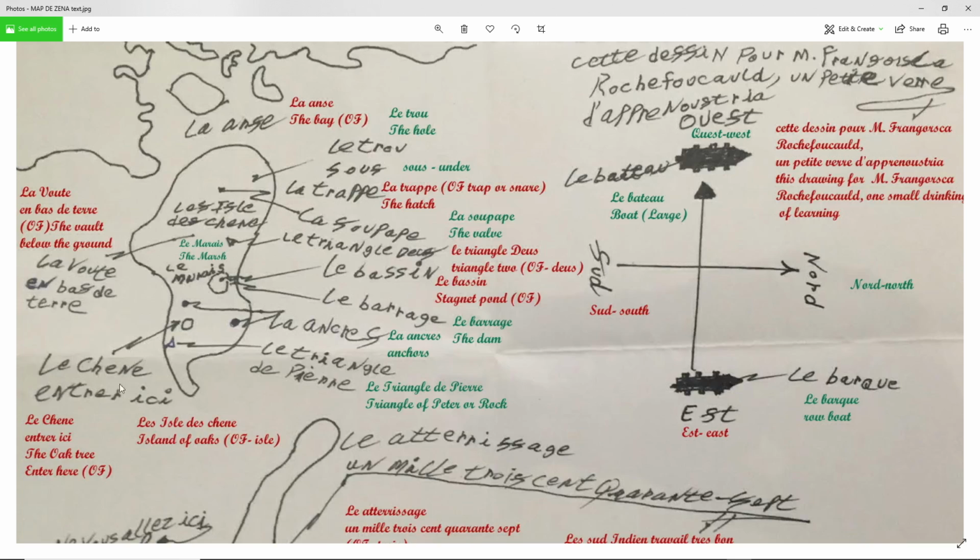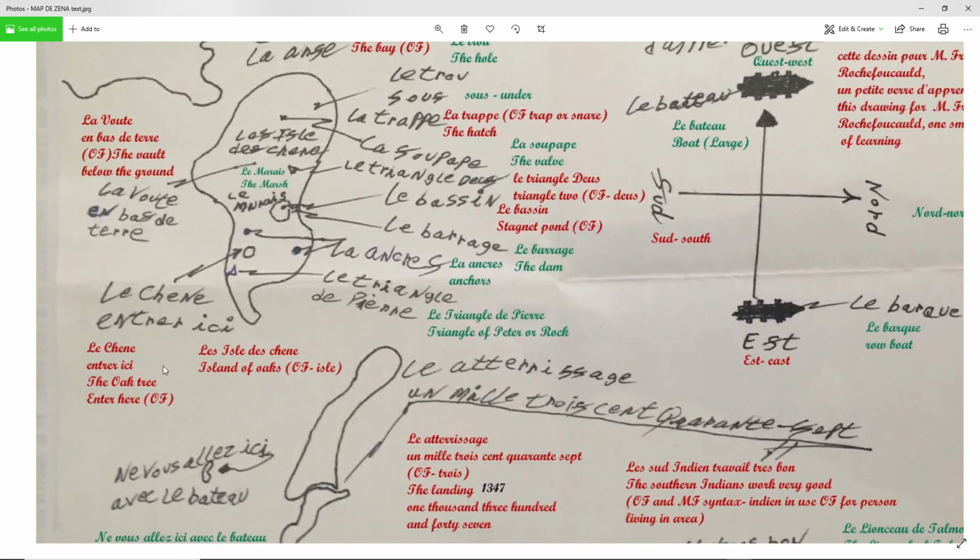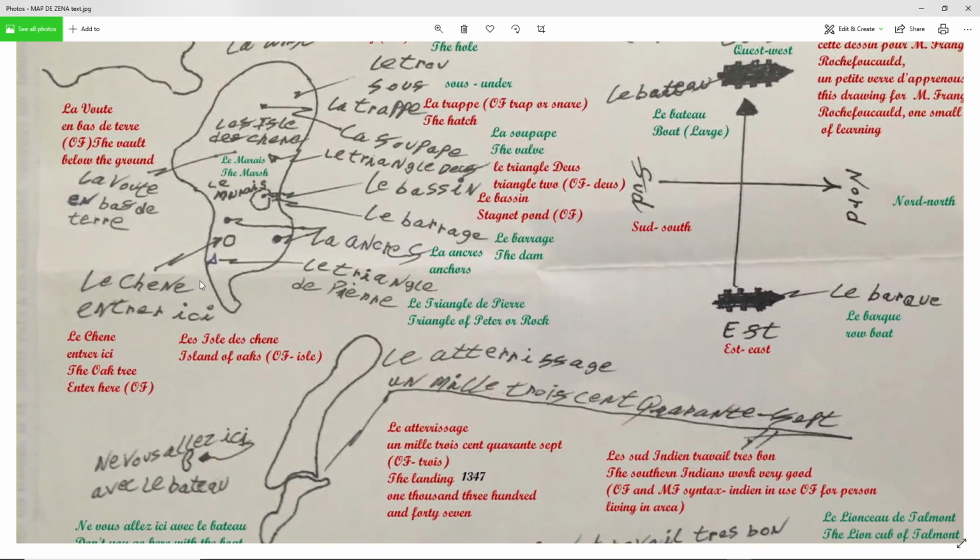Okay, let's go down here, stay on the left-hand side, go left to right. This is la cena. This is also an Old French term. It's also modern French, I believe, too. But it dates back to Old French. And this says the oak tree. This means the oak tree. And it says enter here.